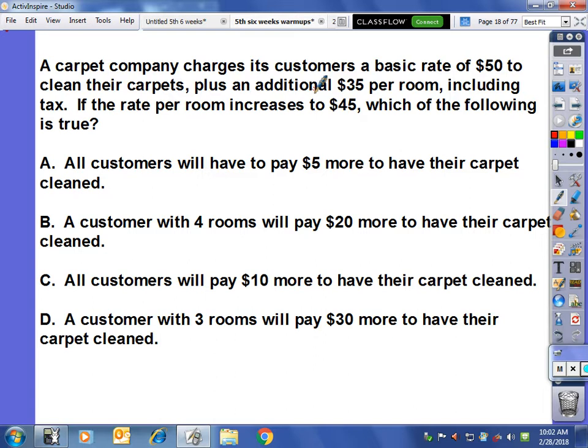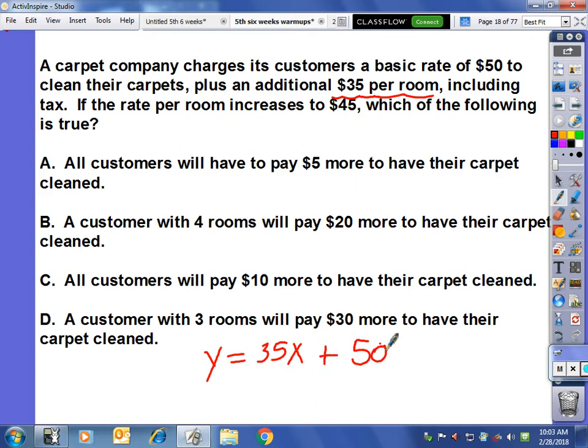Okay, so let's read that first sentence. They charge a basic rate of $50 to clean their carpets. What do you think that $50 is? That's the y-intercept. And then they charge an additional $35 per room. This isn't the x, it's the slope. Dollars per room. Slope is always a rate, a something per something. So how would I write this equation? y equals 35x plus 50.